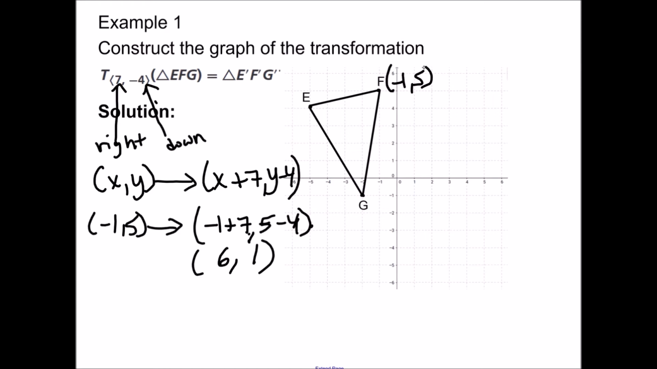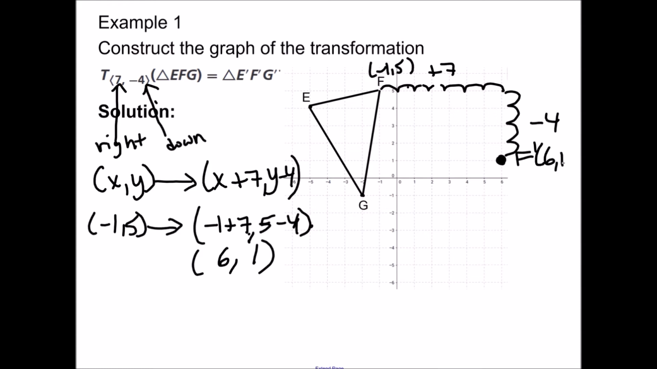Really, that's all we're doing here. Let me make this a little smaller. We're going 1, 2, 3, 4, 5, 6, 7 units to the right, which is why we got the x coordinate of positive 6. Then we're going 4 units down, 1, 2, 3, 4. And that's really what that represents. And so my new coordinate is what I calculated earlier, which is (6, 1). So that's my F prime, which is now (6, 1).